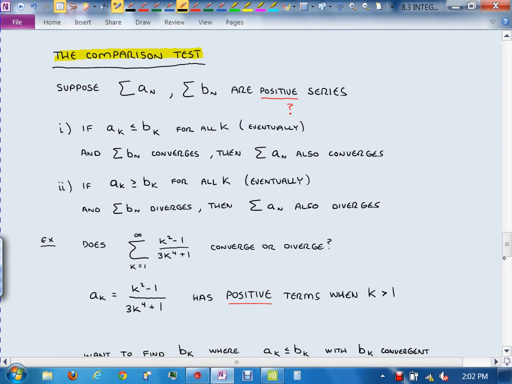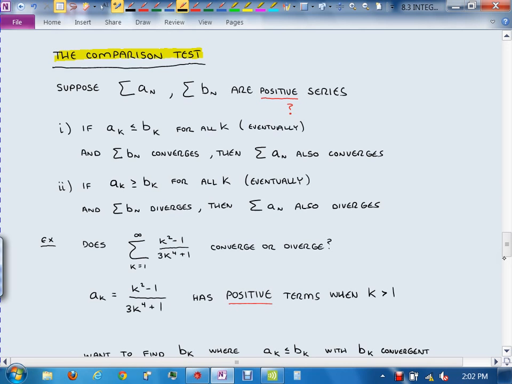And let's say that the first series, a sub n, has each of the a sub k's smaller than or equal to each of the b sub k's. So the first term of the series is smaller than the first one on the other one, the second smaller than the second, the third smaller than the third. And that's always true. Well, I put eventually, and I'll talk about that in a minute. Eventually, this inequality holds.